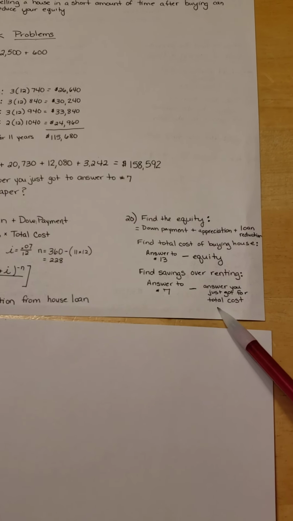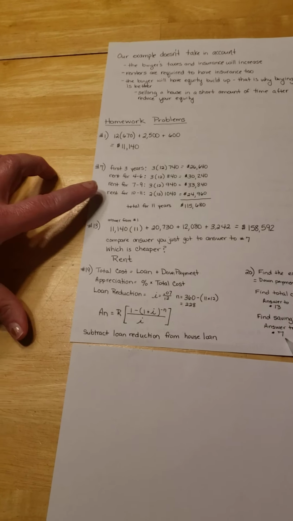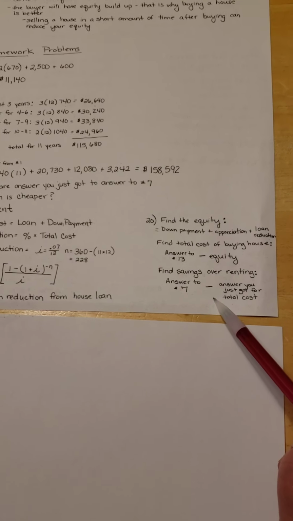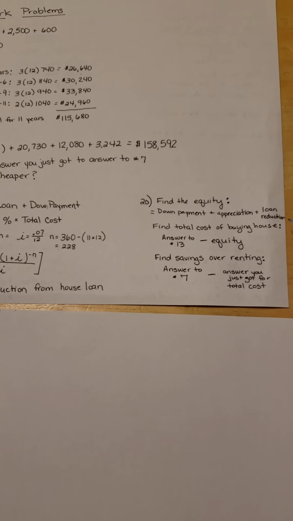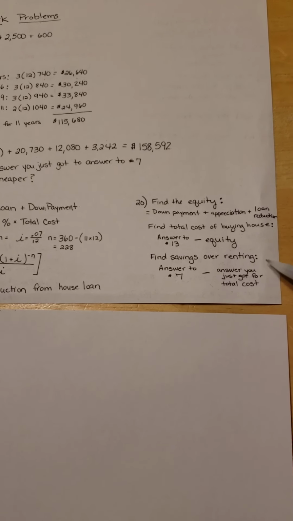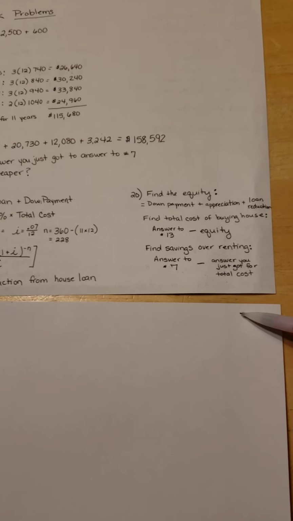Now look at total cost for renting. You're going to go back to problem number 7 here, the $115,680, and subtract the answer that I just got up here for total cost. Okay, compare the two numbers, and what do you think is better? Is it better to rent or is it better to buy?